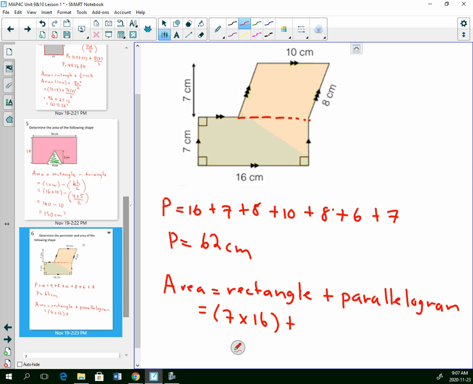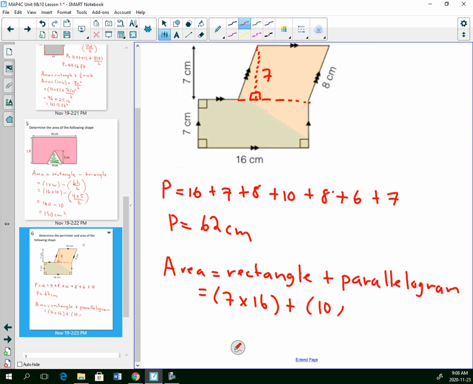A parallelogram is like a rectangle but slanted, so it's still length times width, but they call it base times height, and it has to be a perpendicular height. See how this is 7? That would be my perpendicular height of the parallelogram. It's not a slanted height. The base of this parallelogram is 10, because it's parallel to that. So this is 10 and this is 7.